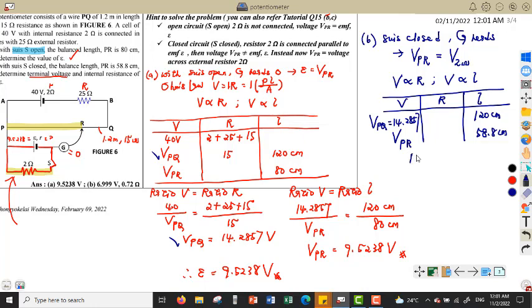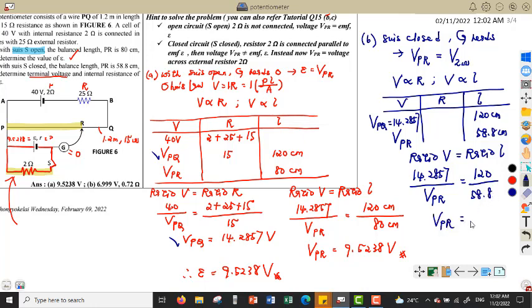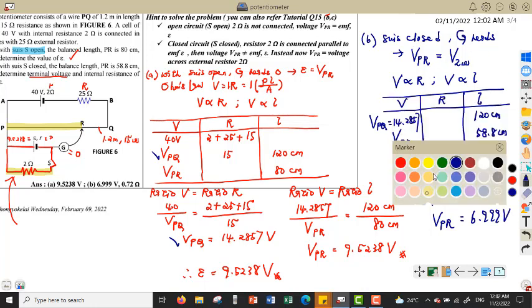So we are going to apply the ratio of voltage must equal the ratio of the length, because voltage is proportional to length. So 14.2857 over the voltage across the balance length must equal 120 over 58.8 cm. When we do the calculations, we get the voltage across the balance length now will be around 6.999 volt.